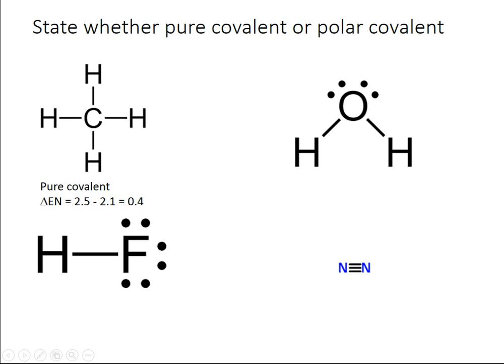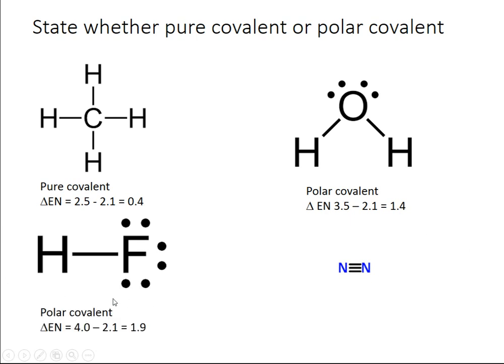What about here? If we look at the two, the electronegativity of oxygen is 3.5. The electronegativity of hydrogen is 2.1. So when you subtract the two, we see the answer is 1.4. So this is a polar covalent bond because the change in electronegativity is 1.4.